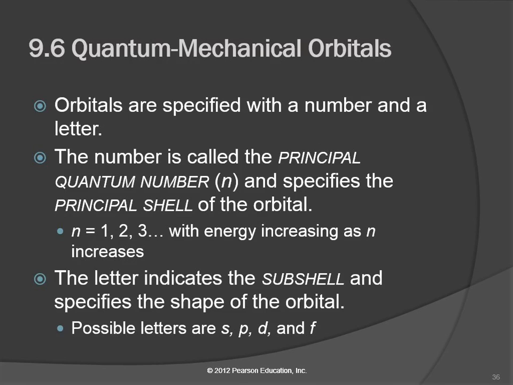Level 1 is smaller and lower in energy. Level 2 is larger and higher in energy. And then as you go up, these orbitals, these regions of probability, get larger and higher in energy.